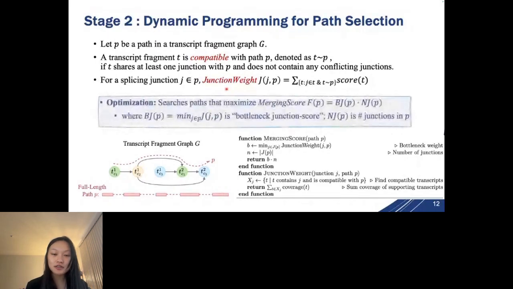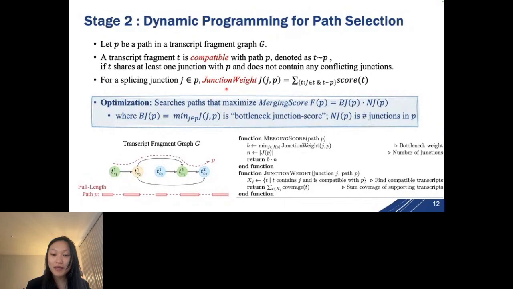Our optimization goal is to find paths that maximize what we call the merging score. This score is the product of two terms. First, the bottleneck junction score, which is the minimum weight of any junction along the path. And the second term is the total number of junctions in the path.